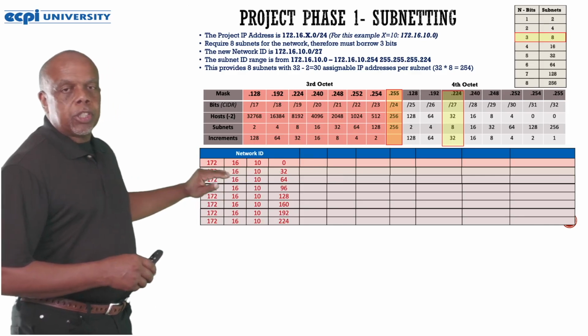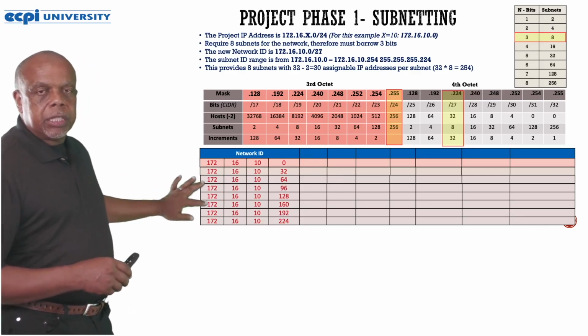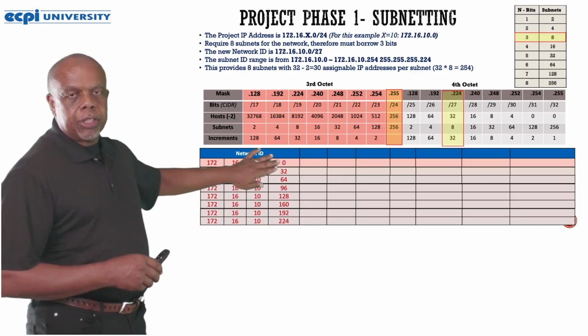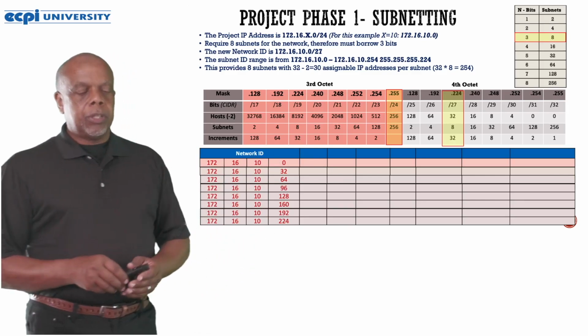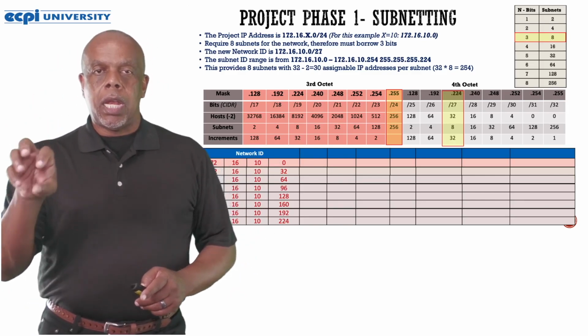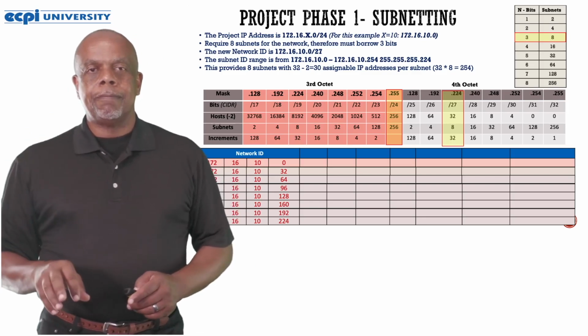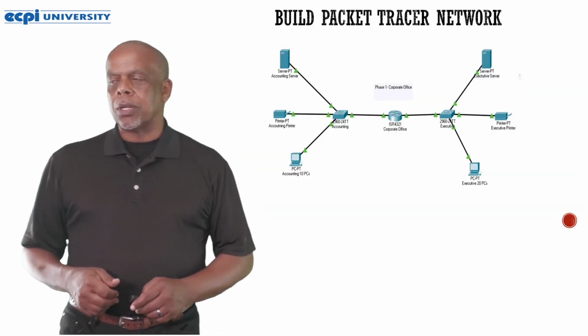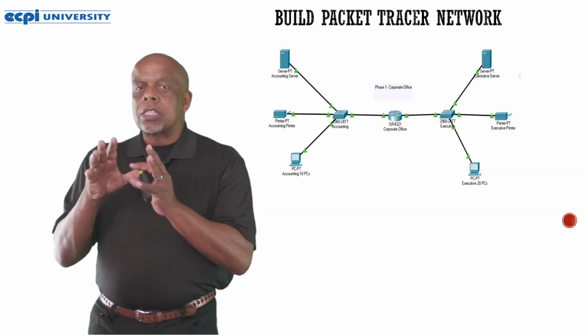32 IP addresses per subnet, and then we just did the incrementing. We incremented by 32. All right, take a second. Let that marinate. Let it soak in a little bit. All right, good, enough soaking. So now you've got your subnetting done.